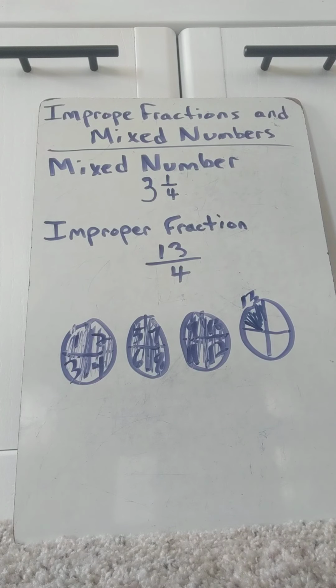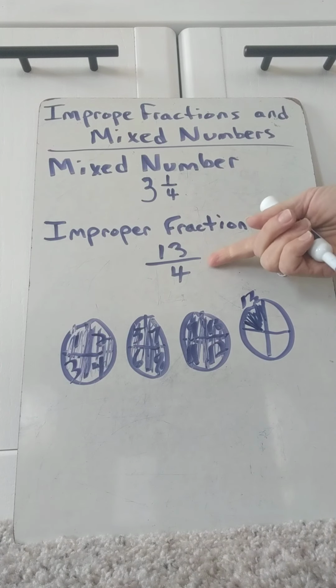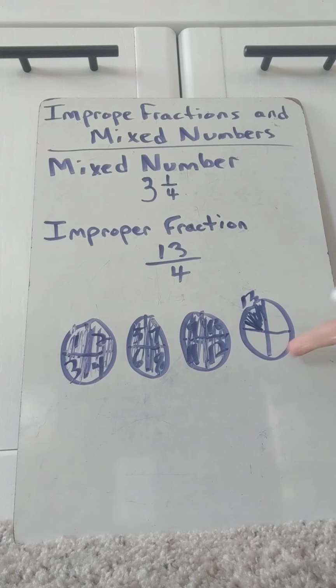It's 4. So this is how you would show this mixed number and this improper fraction in a visual, to draw it out. Okay, that's what that looks like. So 3 and 1/4 is equal to 13/4. Okay, I just have one as a mixed number and one as an improper fraction.